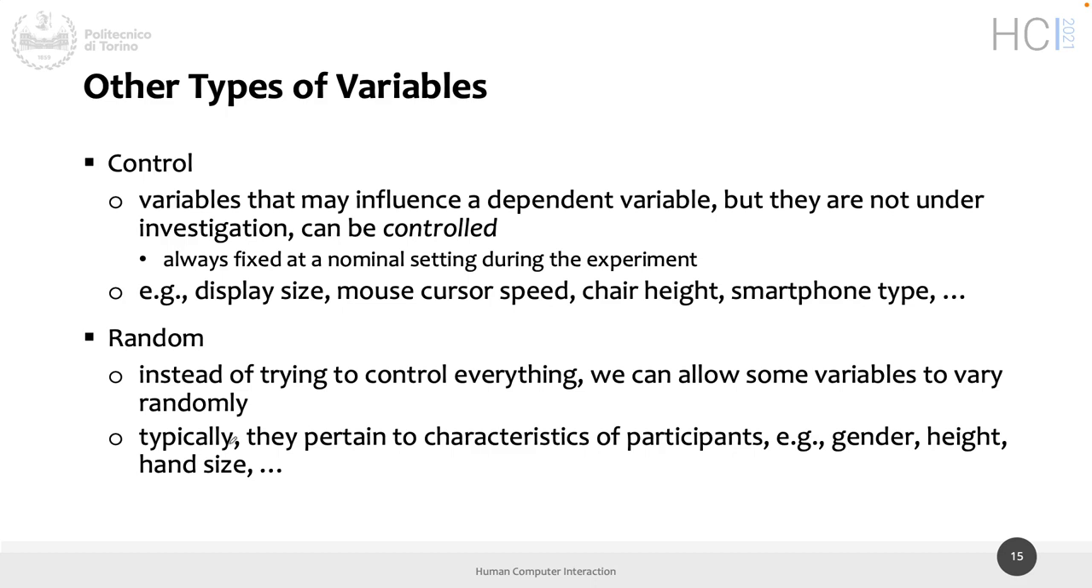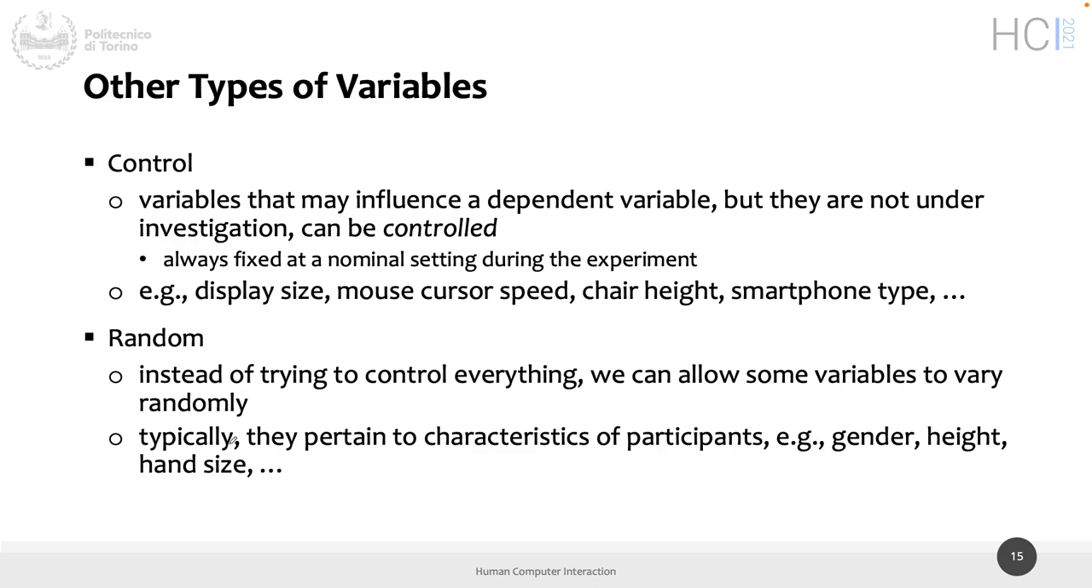So control variables are variables that may influence the dependent variable, but they are not under investigation. So you don't care about the results measuring this type of variable. But they can be controlled. That's why they're called control variables.